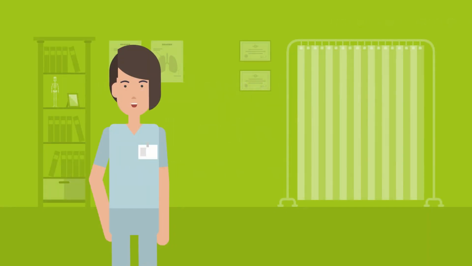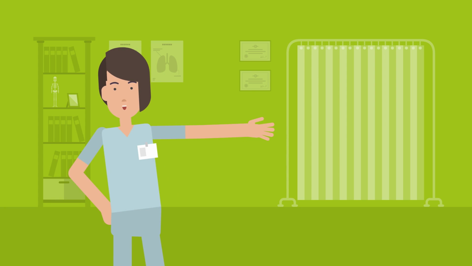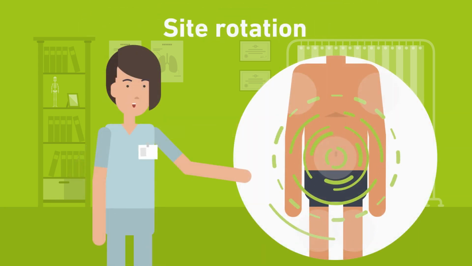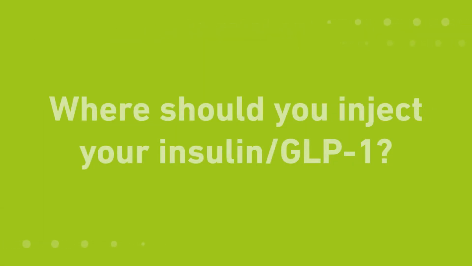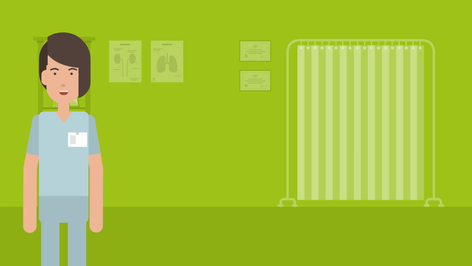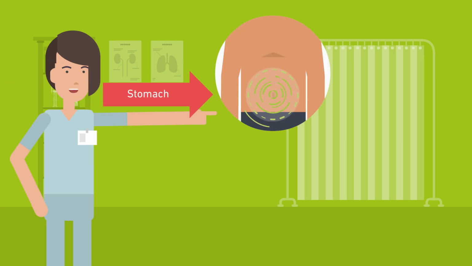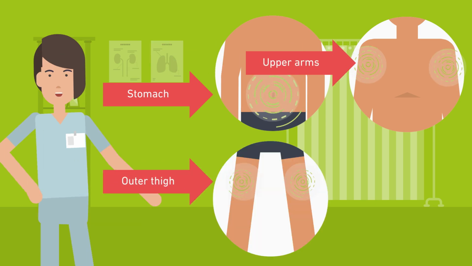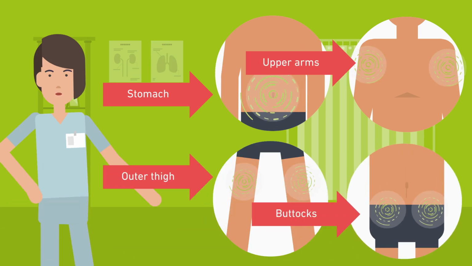This video is to help you maintain and improve your diabetes control. We will be looking at the importance of correct injection technique and site rotation. The recommended areas to use for an injection site are stomach, upper outer arms, outer thigh and buttocks.